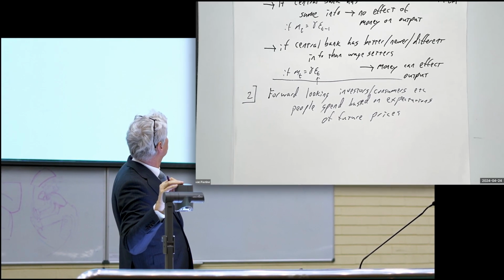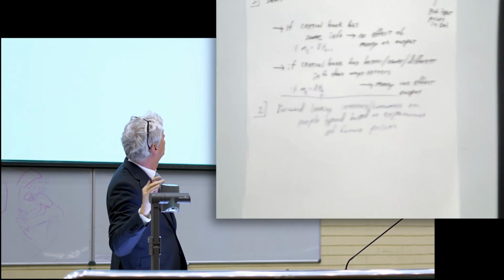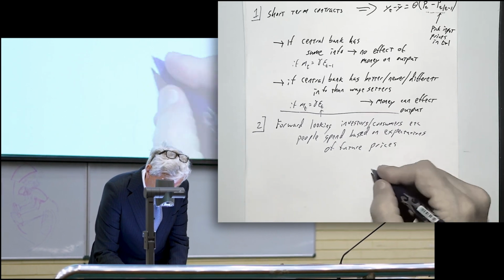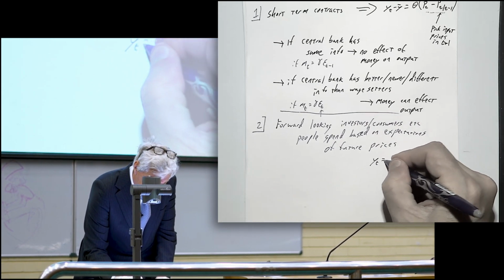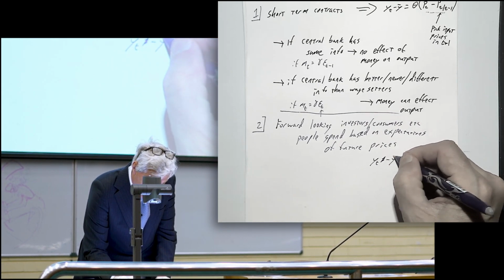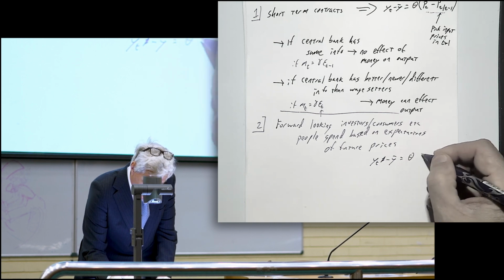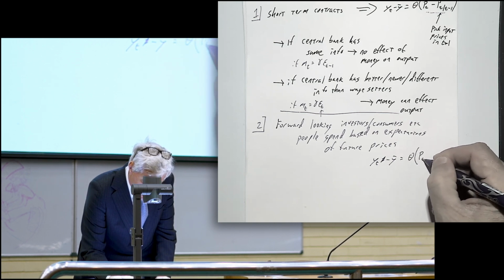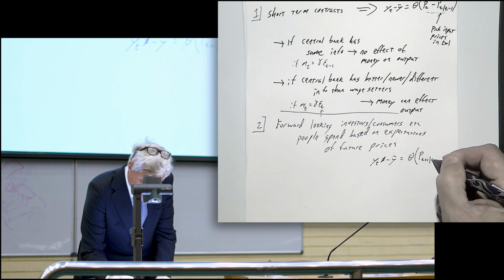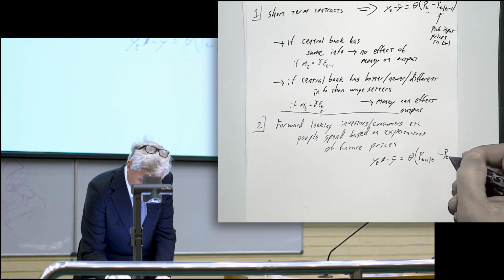I can zoom out. Is that possible? Yeah. This is going to be yt minus y bar is equal to theta pt plus 1 given t minus pt.